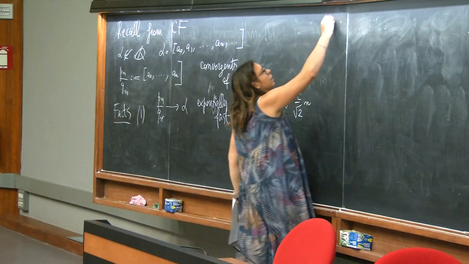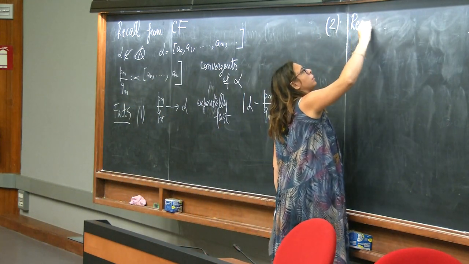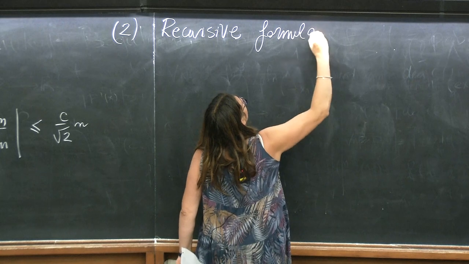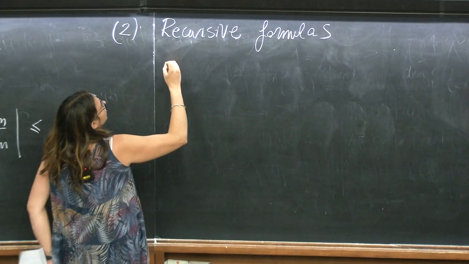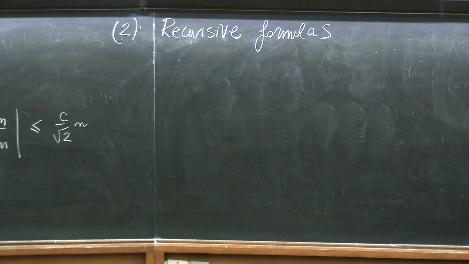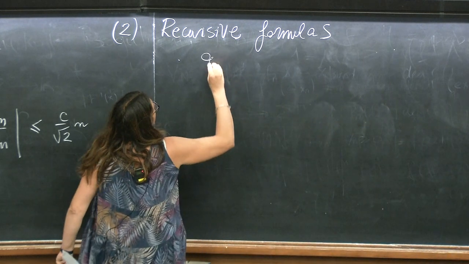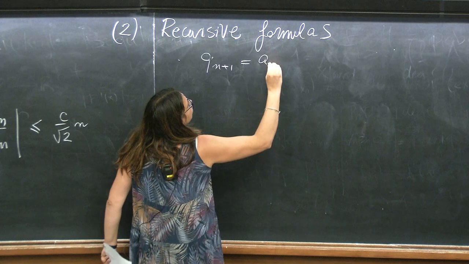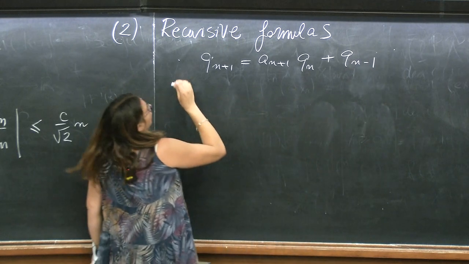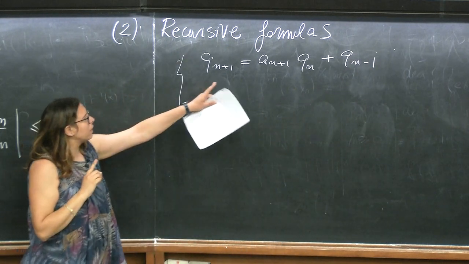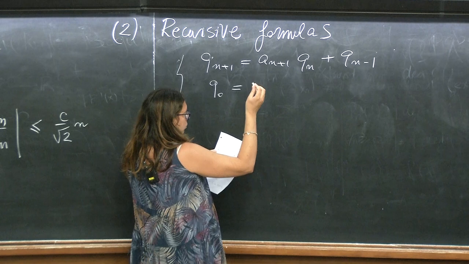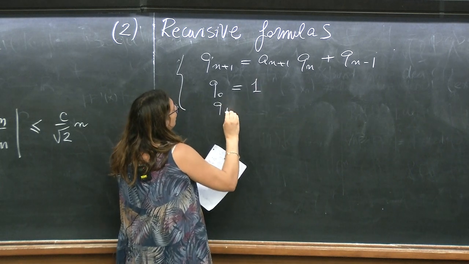Then the key thing that you probably have seen, because it's one of the things you do in continued fractions, there are recursive formulas. Especially the Qn and the Pn, denominators and numerators, both satisfy this set of recursive equations. So Qn plus 1 is An plus 1 Qn plus Qn minus 1. This is a recursive relation involving the denominators and the entries. And also you have initial conditions. So Q0 you set to 1, and Q1 is A0.